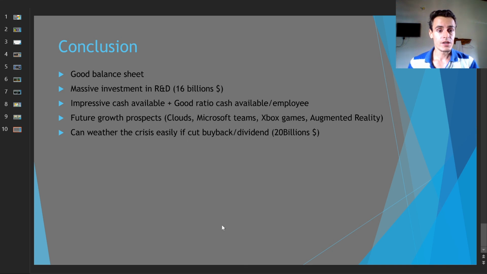Also, they have a very impressive cash amount available and a good ratio of cash available per employee. The future growth prospects are quite large, and even during the crisis, I think they still have a lot of tailwinds in their subdivisions. For example, in the cloud, in Microsoft Teams for communication, in Xbox games for all this gaming that will be increasing over the crisis. And they also developed this new technology related to augmented reality. I think about the HoloLens 2 that might be a bigger source of revenue over the next years.